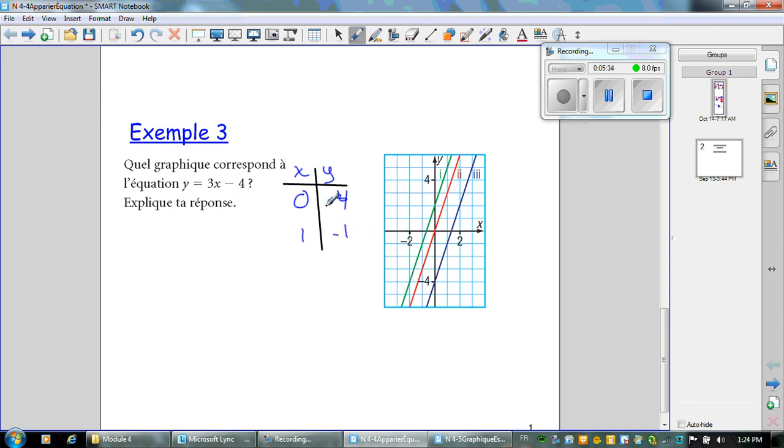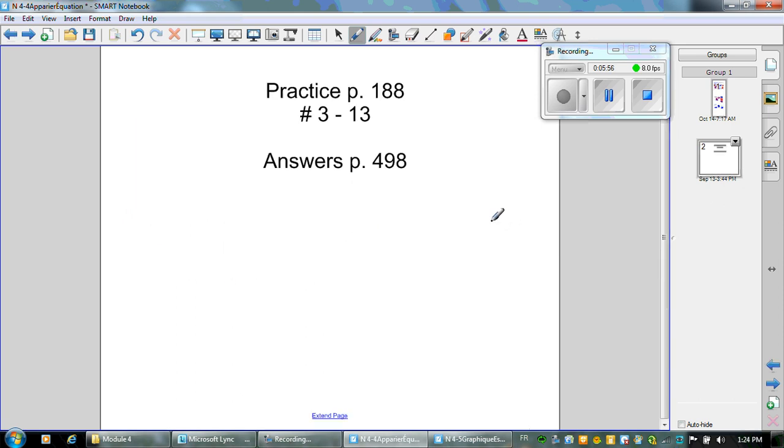So which one goes through (0, negative 4)? Right here. That's (0, negative 4). And (1, negative 1) is this one. So graph I. Here's your practice. Make sure you check your work behind the book.